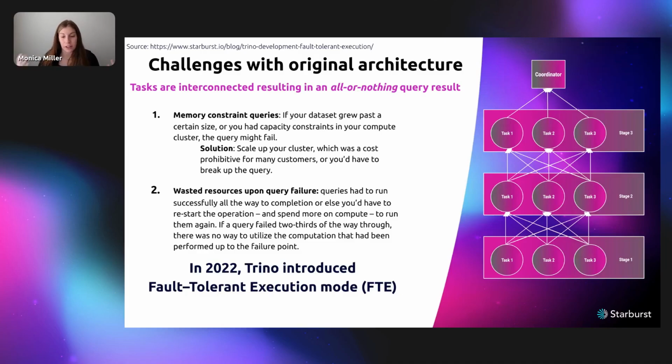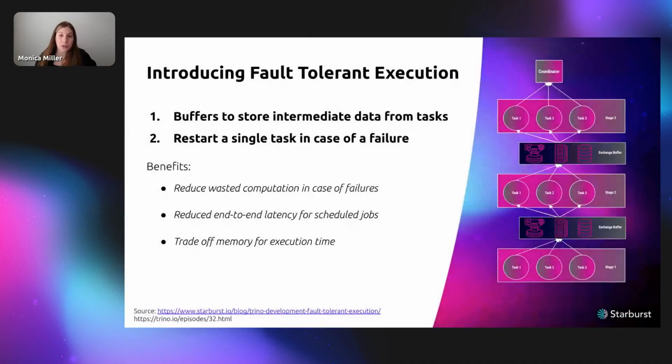They introduced fault-tolerant execution mode, which re-architected Trino at its core so that it introduced buffers to store intermediate data from tasks. So instead of having one single task fail and you have to rerun the entire query, now you can actually restart at each level. So we have this exchange buffer, which can restart a single task, and then you can keep the query progressing, as opposed to waiting and restarting and basically scaling up and dealing with that cost versus performance trade-off.